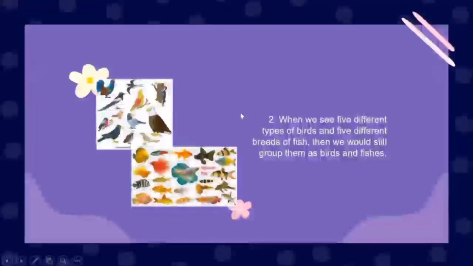When we see 5 different types of birds and 5 different breeds of fish, we would still group them as birds and fishes. In other words, the nature of a fish is its fishness, that it can swim. We would not classify them as birds, because it is not the nature of a fish to fly. We never see a fish that flies. Well, the nature of a bird is its birdness. It can fly. Whatever breed it is, eagle, dove, or pigeon, we would classify them as birds. We would not mix the dove with the fish, because it cannot swim, and vice versa. Okay, so next.